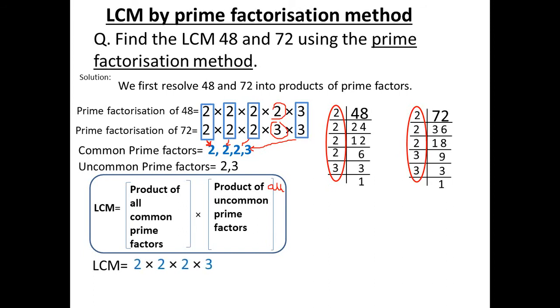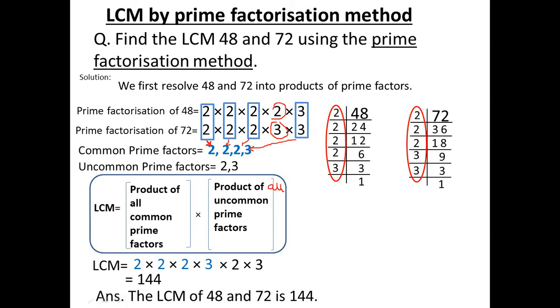So I have written all the common prime factors. Now I will write all the uncommon prime factors. Here we have only 2 uncommon prime factors, that is 2 and 3, right? So I will write that also. Now multiply them. After multiplying, the product is 144. And this is your required LCM, right? I hope this is clear to you all. Now I will write the answer statement. Answer: the LCM of 48 and 72 is 144. It's very easy. You do practice.